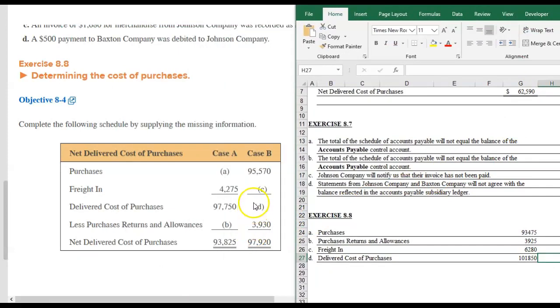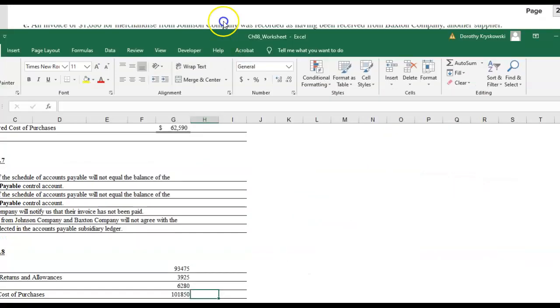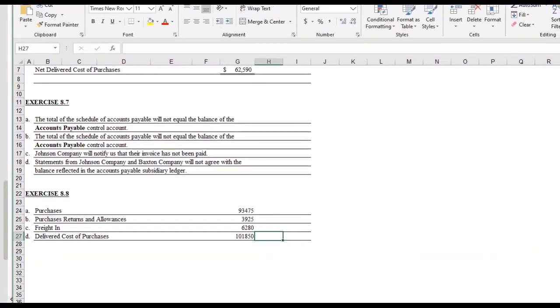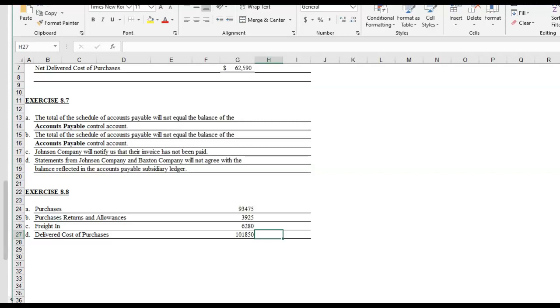So if D is 101,850 minus the 975, that gives you the freight in of 62.80. So that works. Purchases work here. This minus this is 93,475. And this less return is 97 minus the 93 is B, 39.25. So all those exercises work. All your exercises are done. Now we got to do the problem. And actually the problems are a lot shorter. If you look at the schedule, I gave you a lot shorter problems this time around. So we're going to do that next.